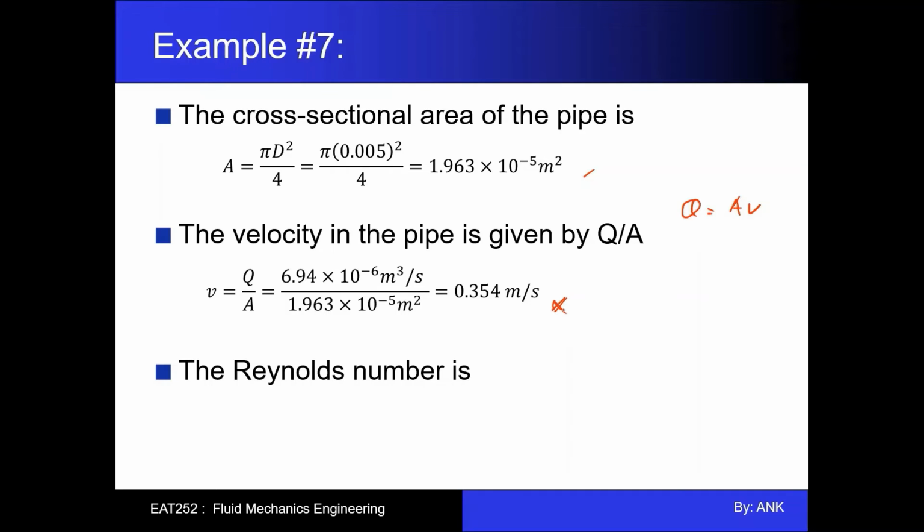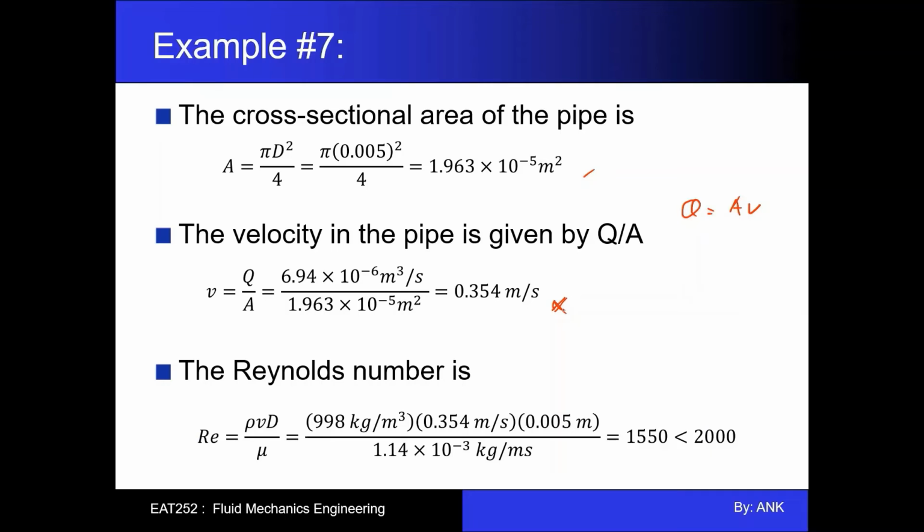So then, because we need to identify first whether the flow is laminar or turbulent, we need to use the Reynolds number. Okay, so we use the formula to calculate the Reynolds number, which is equal to density times the velocity, times the diameter of pipe, divided by the dynamic viscosity.